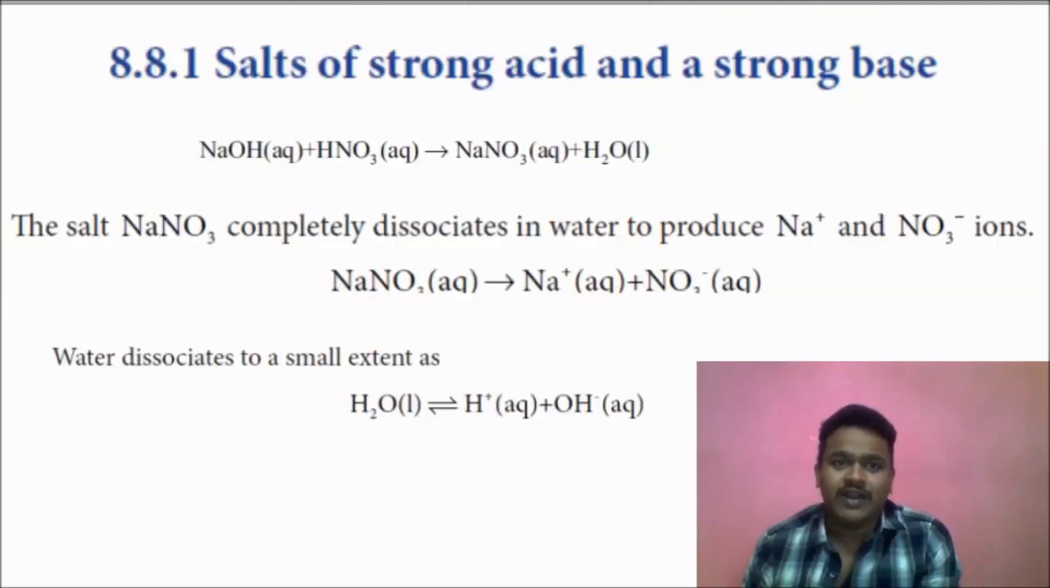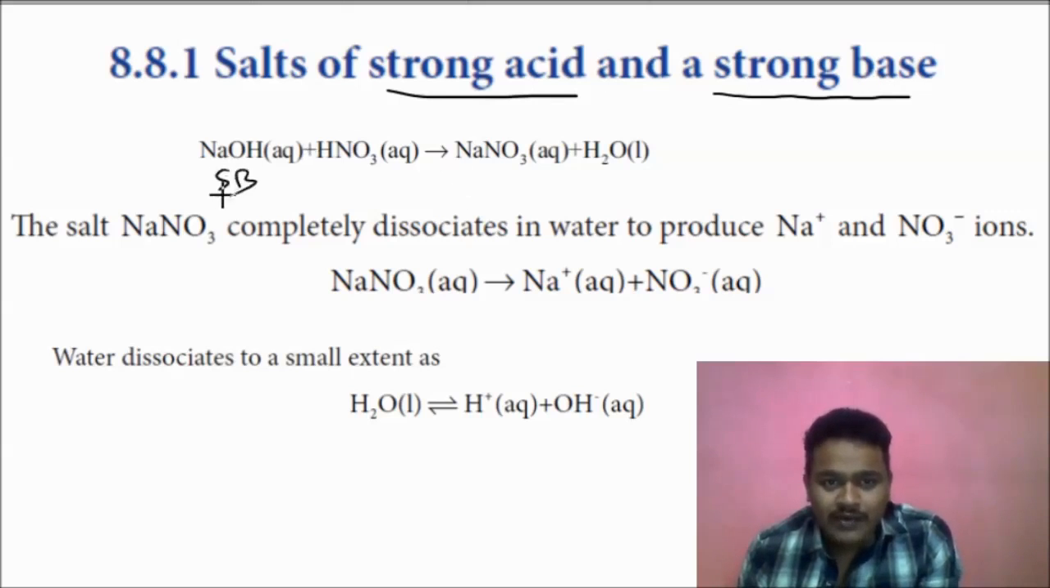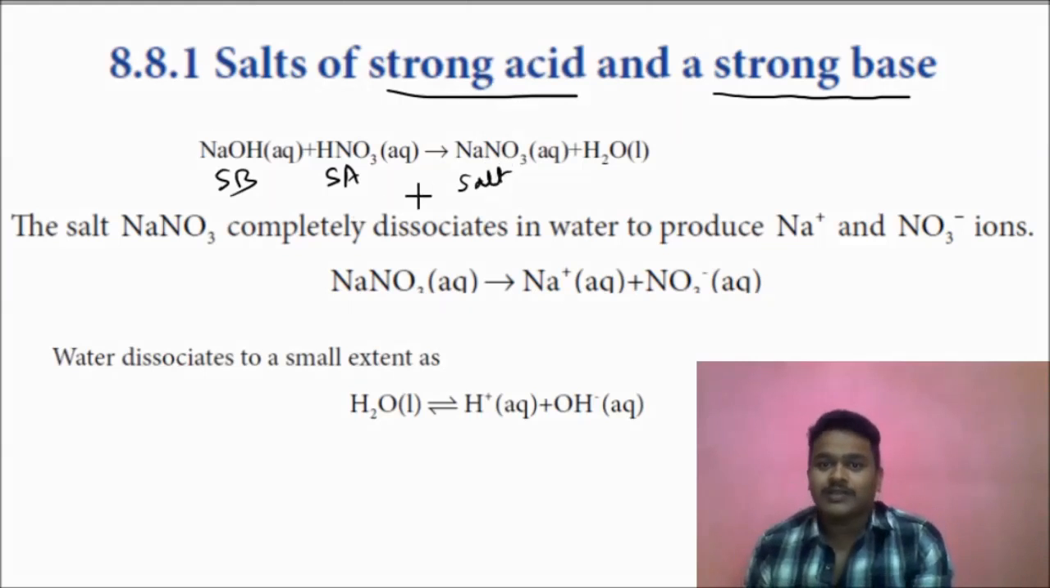First salt I will take. The heading is 8.8.1, Salts of strong acid and strong base. Here, what are they taking? Strong base, NaOH. Strong acid, HNO3, it is an acid. Both they are taking. Whatever salt comes, NaNO3, it is a salt of a strong acid and a strong base. Okay, now I got a salt.